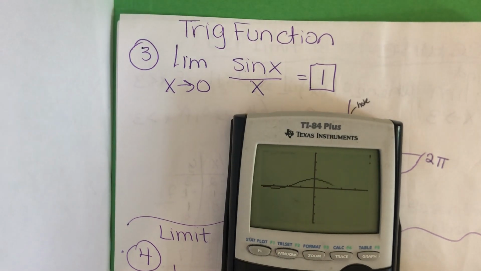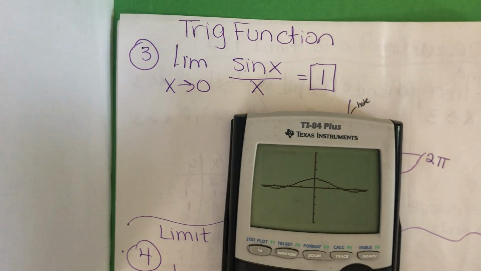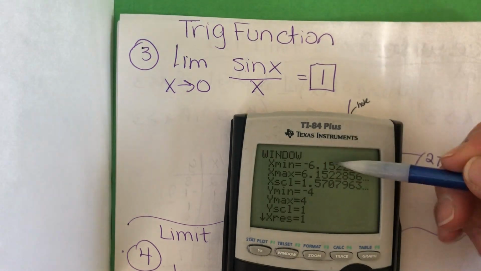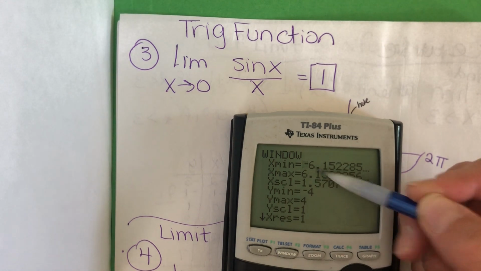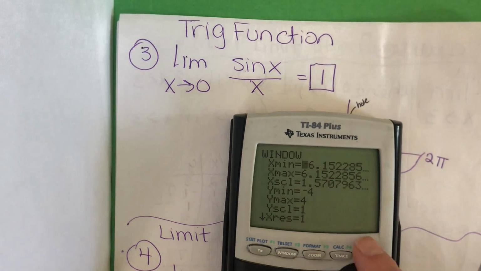And that'll give you a graph that's approximately negative 360 to 360. It's just a faster way of getting there instead of going to your window and doing negative 360 to 360. Now here you see negative 6 and 6. These are radians. And then here's the y min and max.